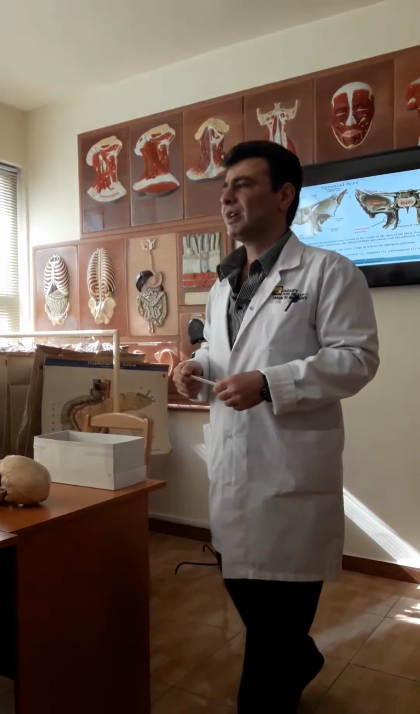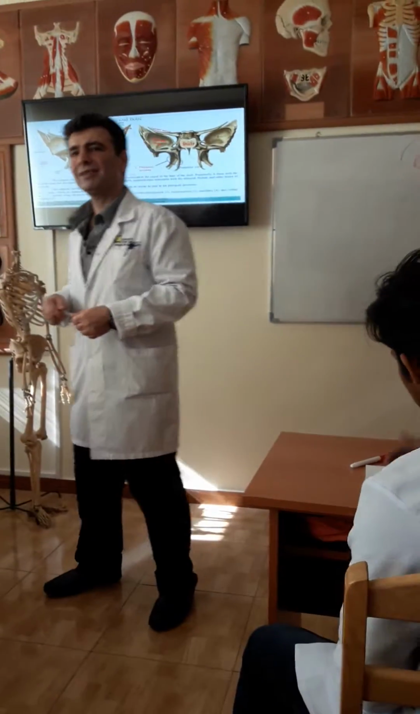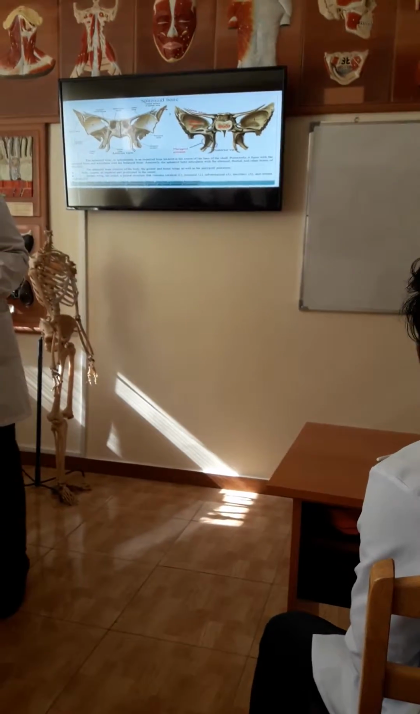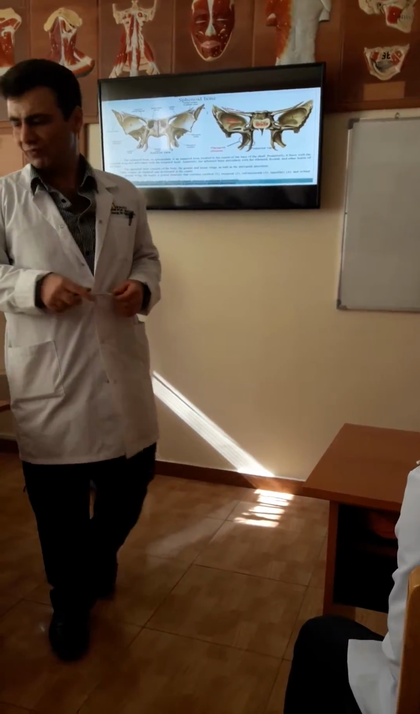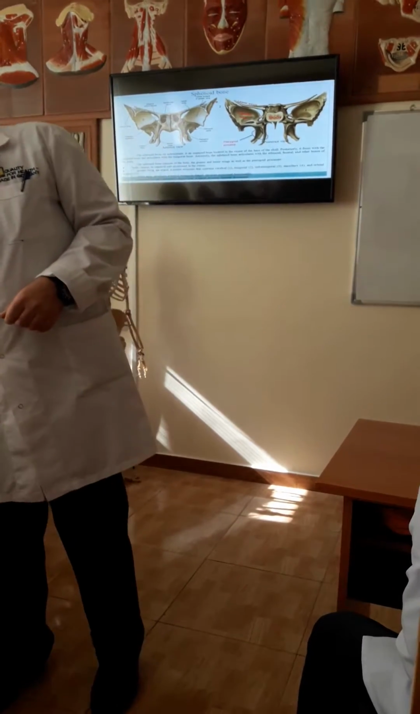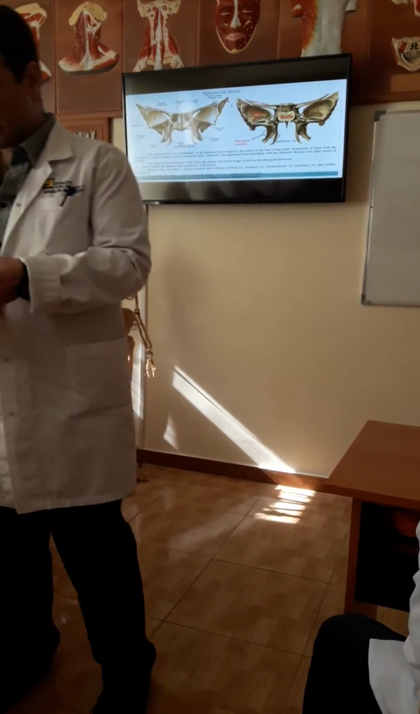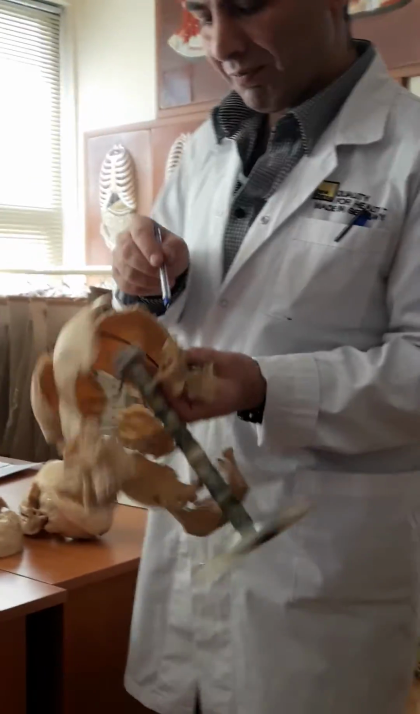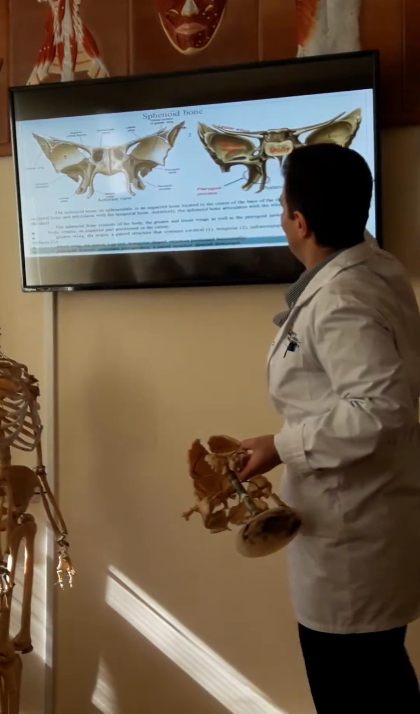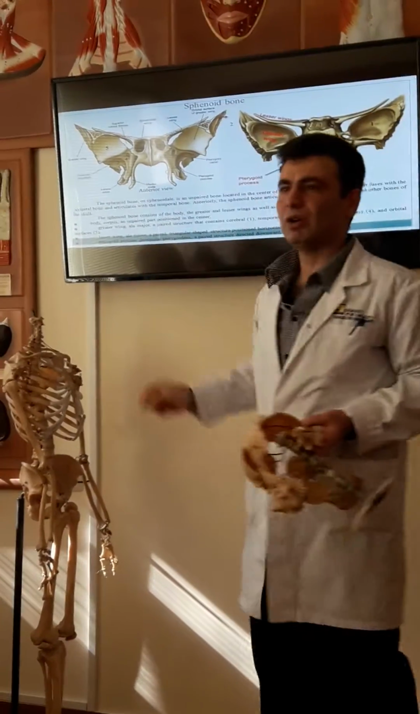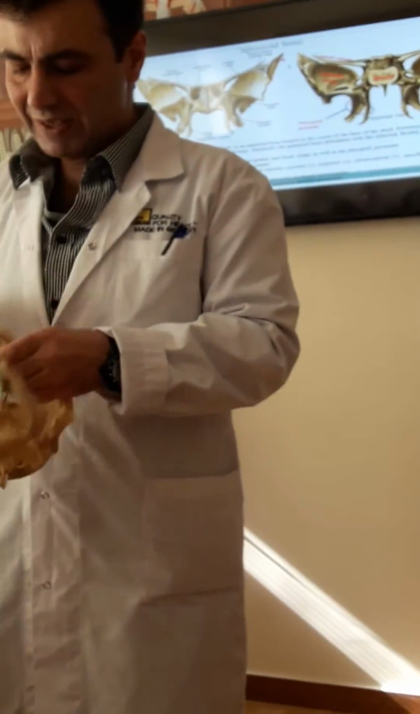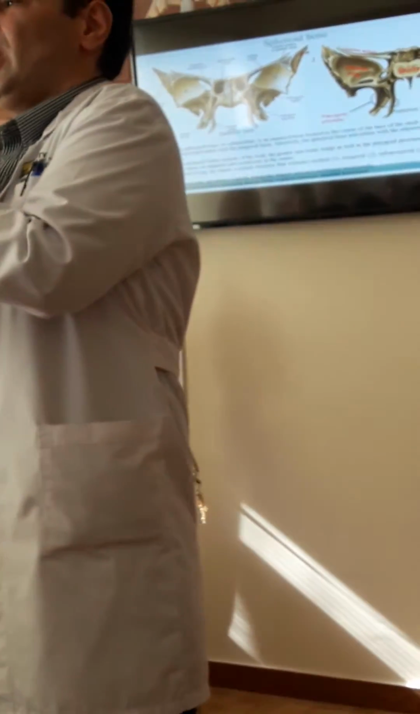Right, please. The sphenoid bone has five important parts. Part number one: look everybody here, please. Look first, then you will write. The middle part of the bone we call the body of the sphenoid bone. Let's say this is the body of the sphenoid bone.